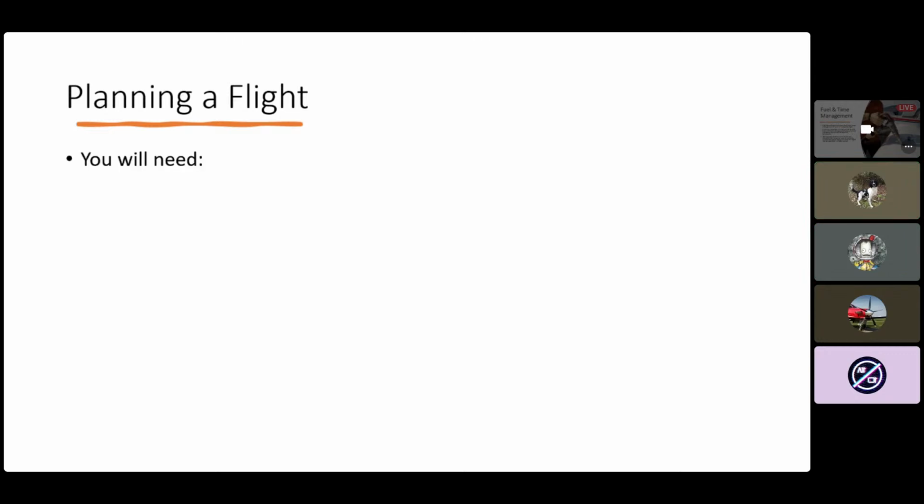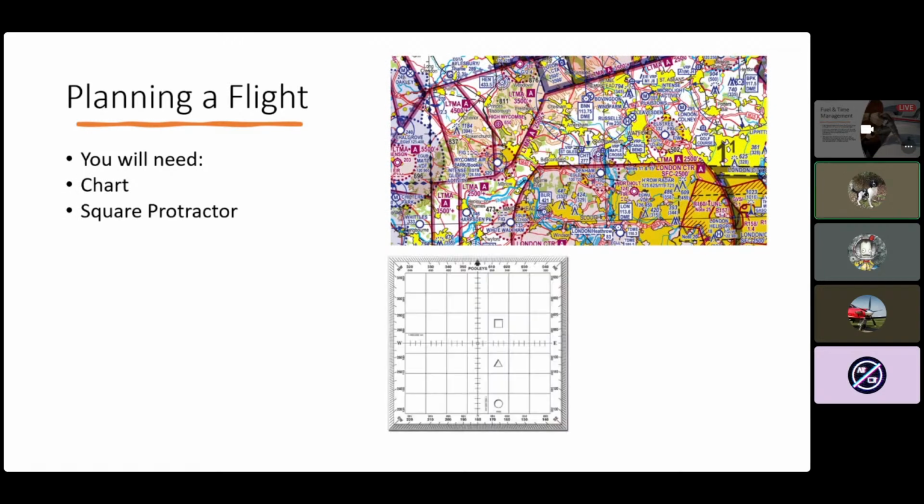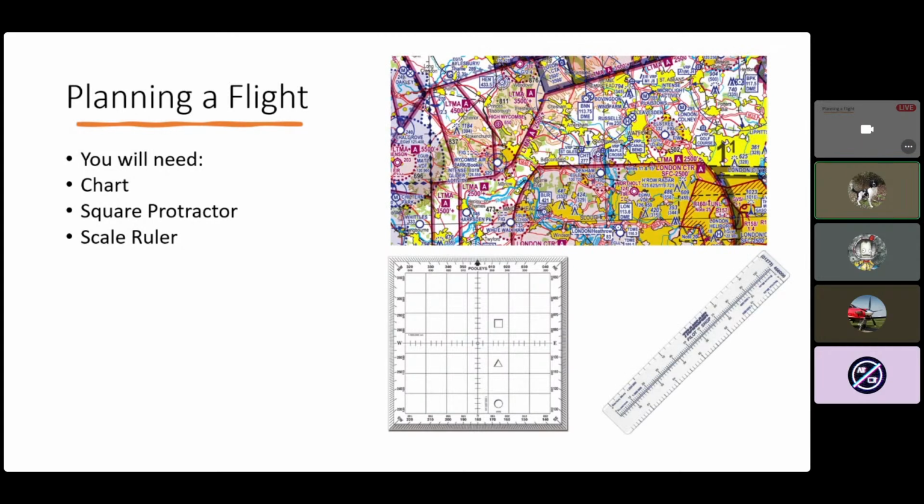Great. So, how do we plan a flight? You're going to need quite a few things here. You're going to need a sectional chart. You're going to need a square protractor so that you can line it up with the grid lines to make sure you've got true north. You're going to need a scale ruler, so that you can measure in nautical miles without having to do any conversions. You're going to need a flight computer.